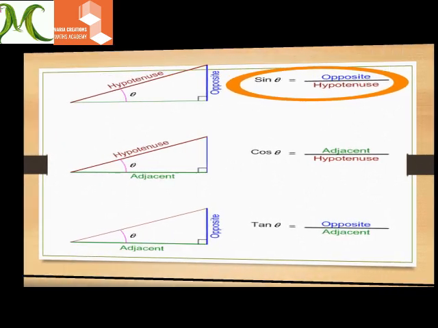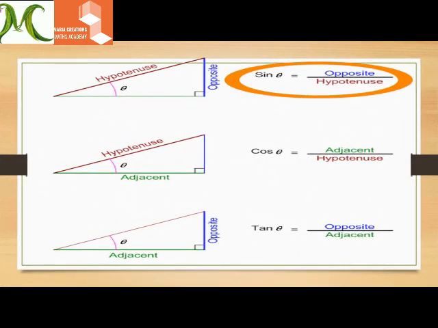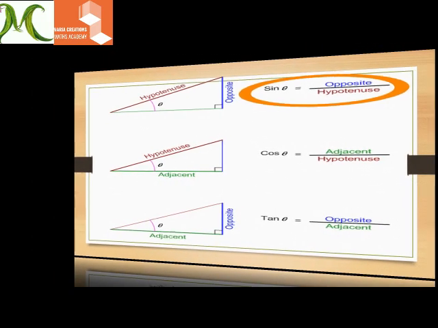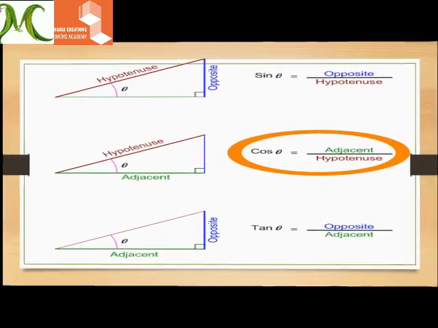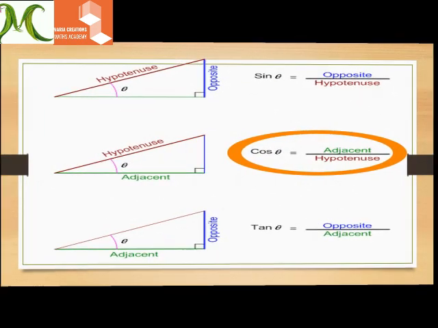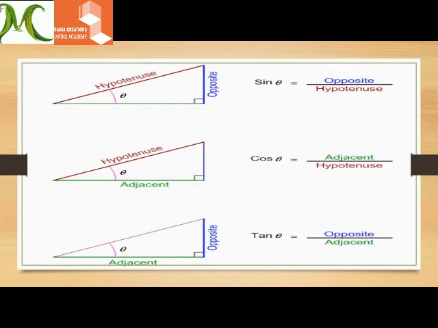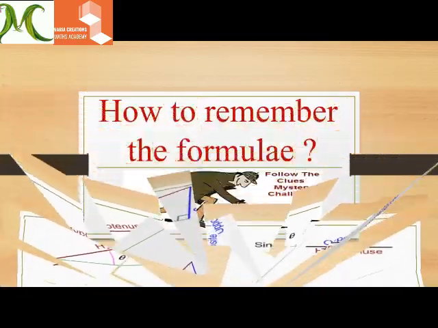We are going to learn the formulae of trigonometric ratios. Sin theta is equal to opposite side by hypotenuse. Cos theta is equal to adjacent side by hypotenuse. Tan theta is equal to opposite side by adjacent side.